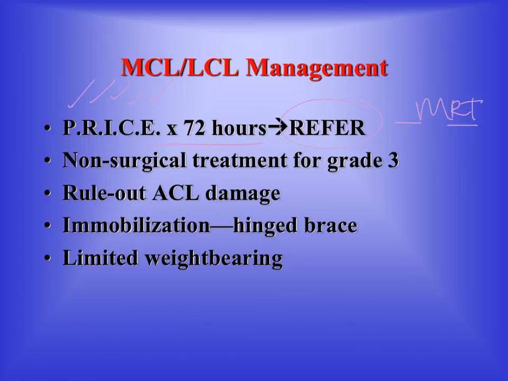And then what we want to do with any collateral ligament injury is also rule out an ACL tear as well. And then if we have a grade 2 or a grade 3 pathology, we have to immobilize the structure because of the instability that's going to occur at that joint. So we want to protect it so we don't have other ligamentous injuries occurring as well.